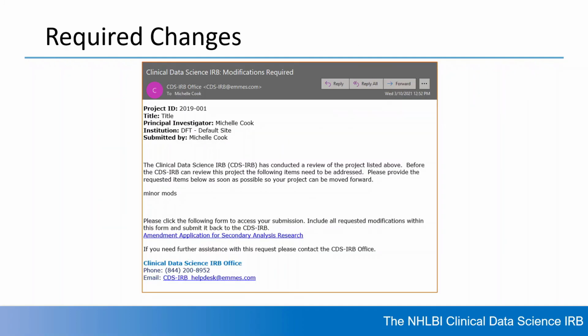Required changes. Once an xForm is submitted and reviewed, the IRB may require modifications or clarifications to the application. In this situation, the submitting user and/or PI will receive an email that modifications are required. The required changes will be listed in the body of the email, and there will be a link to access the xForm in order to make those changes and resubmit.